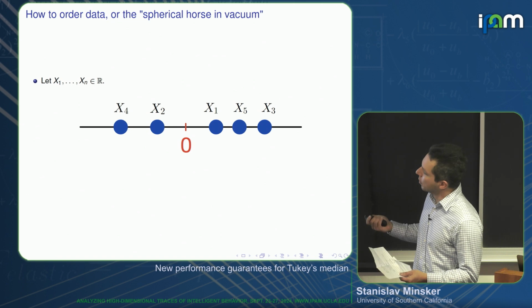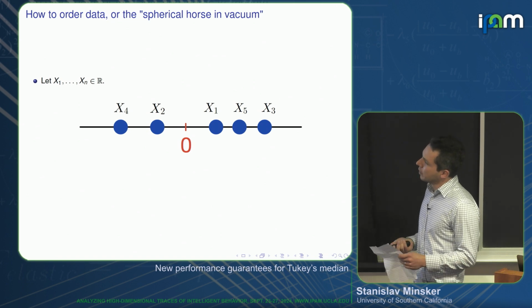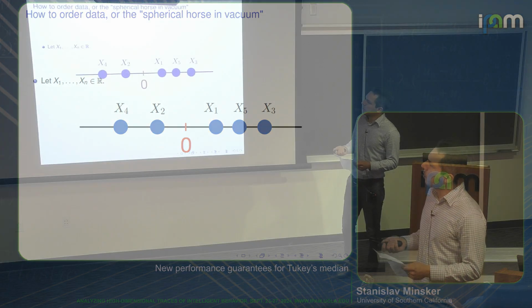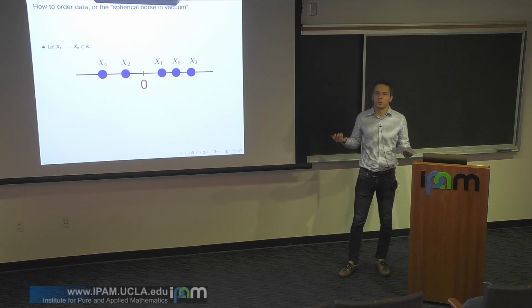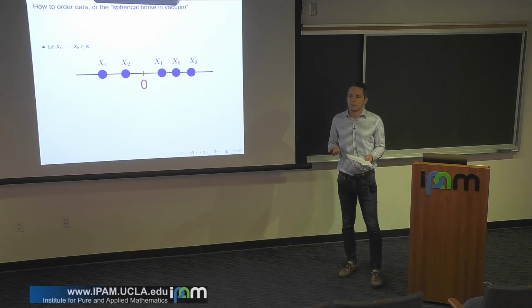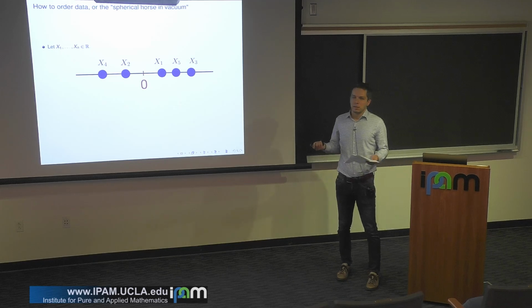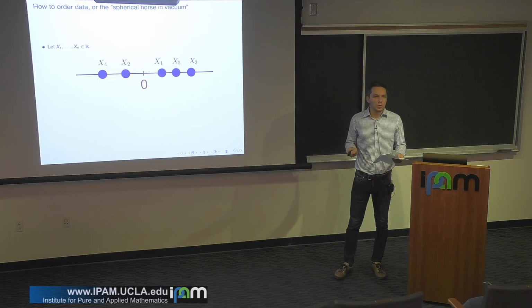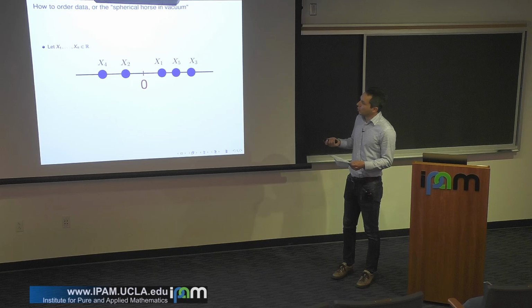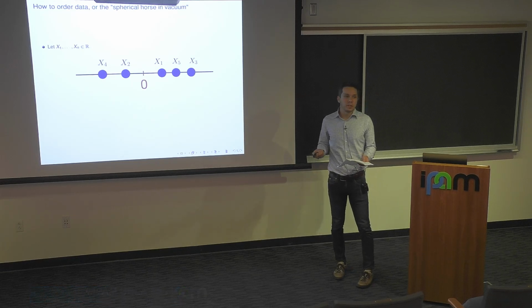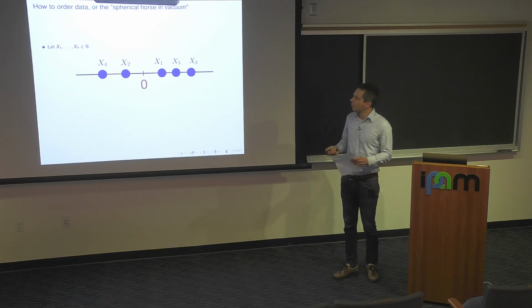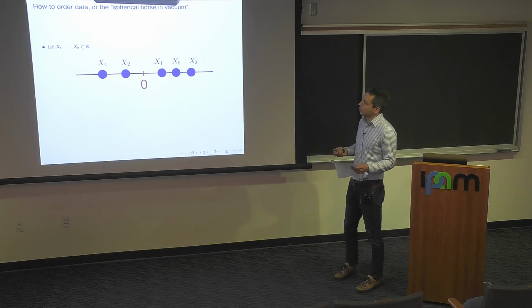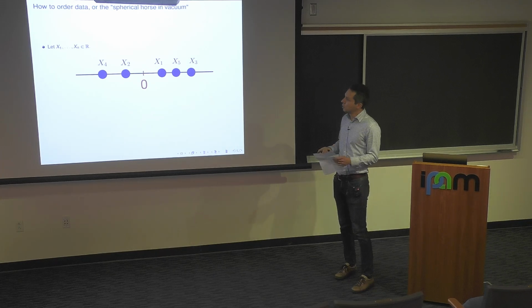So this is my version of the spherical horse in vacuum. Let's talk about the basic question of how we should order the data. And why do you want to know this? Well, because ordering of the data induces the natural notions of order statistics and ranks that form the basis of many data analysis procedures, in particular robust data analysis procedures.